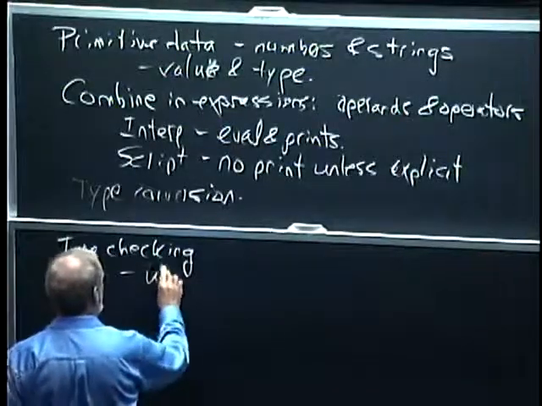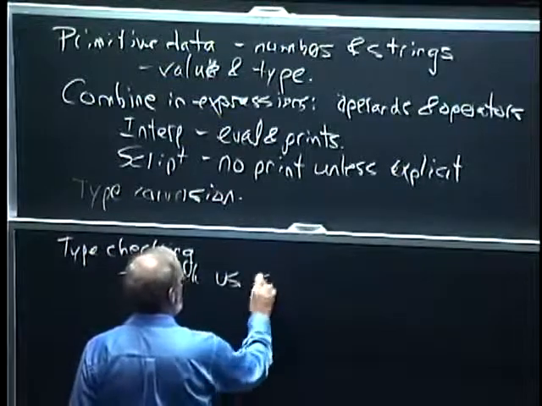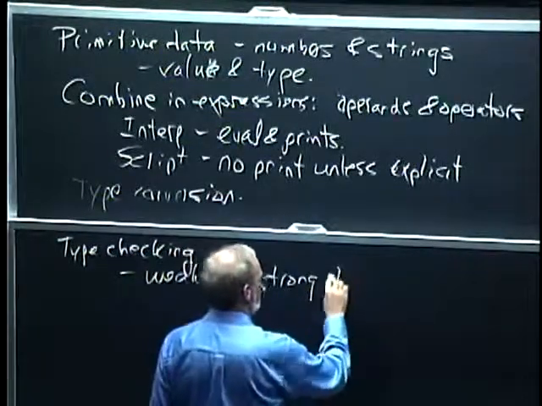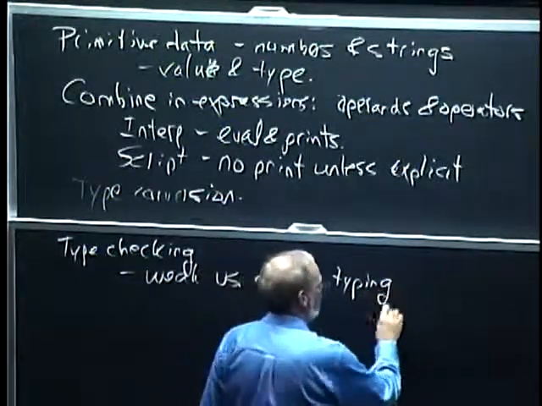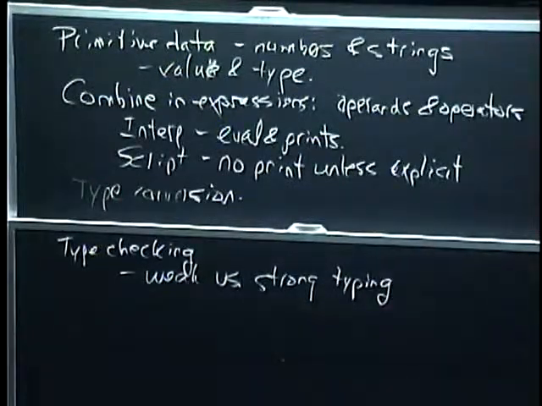And in fact, under type checking, different languages sometimes fall on a spectrum from weak to strong typing, which basically says how much type checking they do.